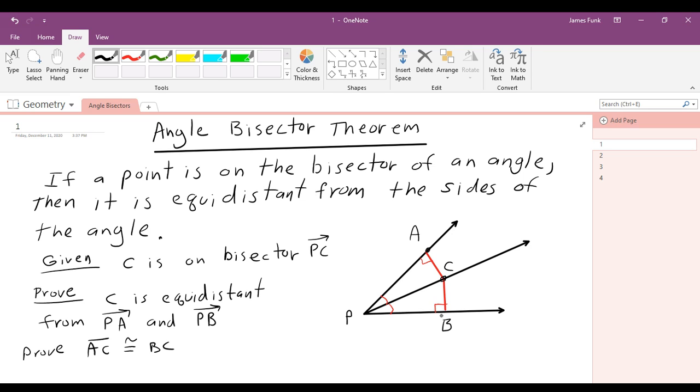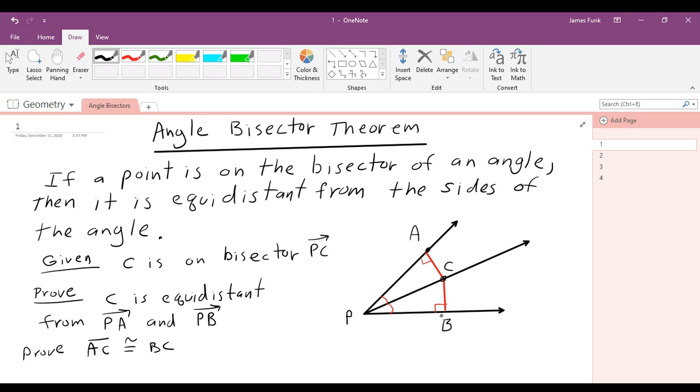Okay, so the first theorem is the angle bisector theorem. And it reads, if a point is on the bisector of an angle, then it is equidistant from the sides of the angle. So you see my drawing there, and you see angle APB. And you're given that point C is on the bisector ray PC. So you see that PC is a bisector, cuts that angle into two congruent angles, and point C is on that bisector. We have to prove that point C is equidistant from the sides of that angle, which are ray PA and ray PB.